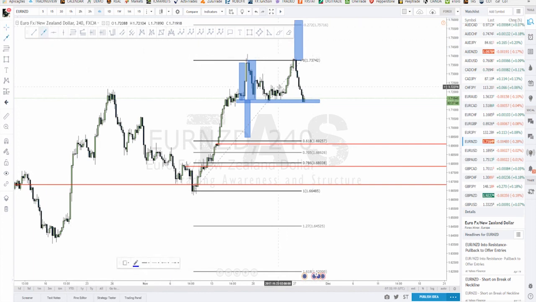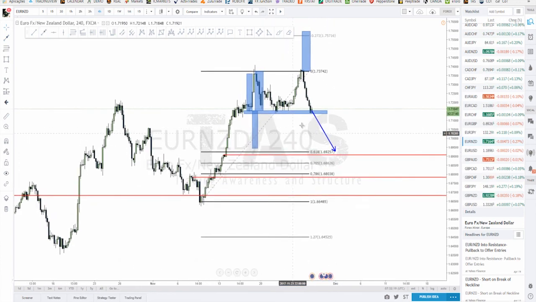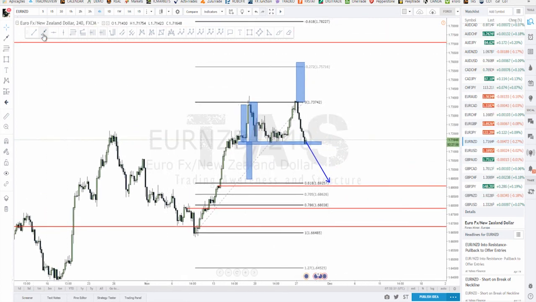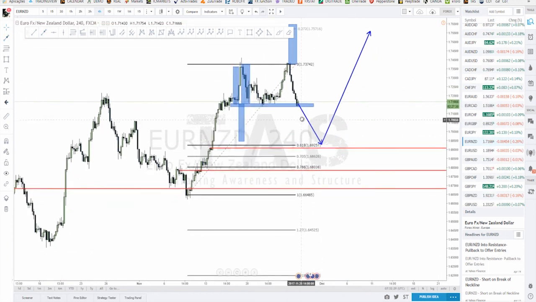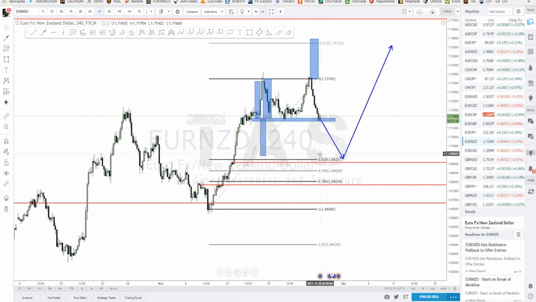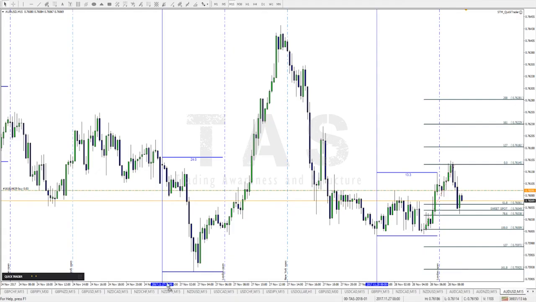So here we could be looking for price to come down to this level, then go up to that level there. Euro New Zealand. So let's see where our alarm is. 69.45.